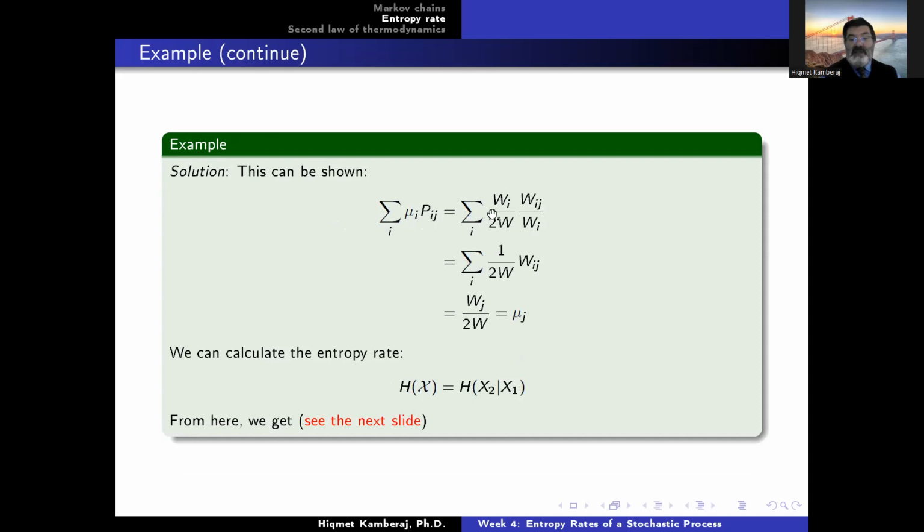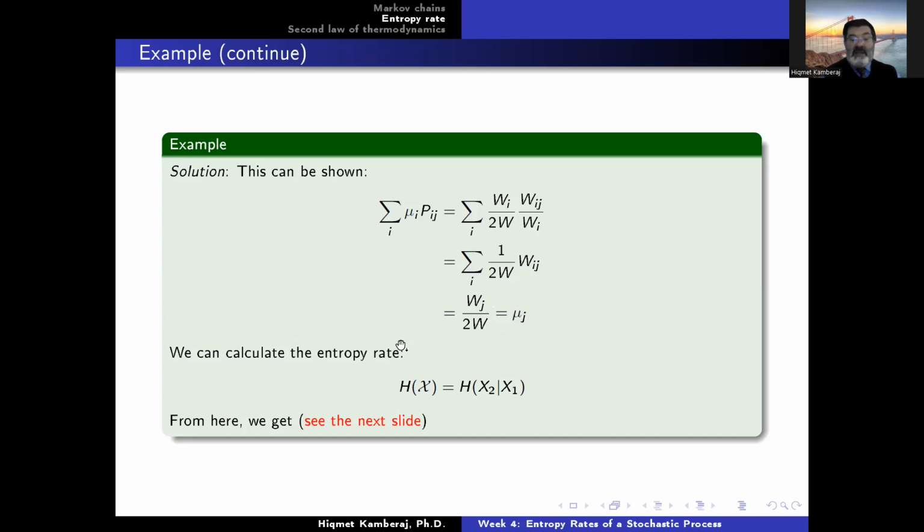It is the sum of all i's wi over 2w for mu I. Then I have for pij, wij over wi. Then this is equal to the sum of all i's 1 over 2w times wij, because wi cancels out. 1 over 2w does not depend on I, so I can bring it outside. Then the sum of all i's wij gives me simply wj. Then I get wj over 2w, which is equal to mu j.